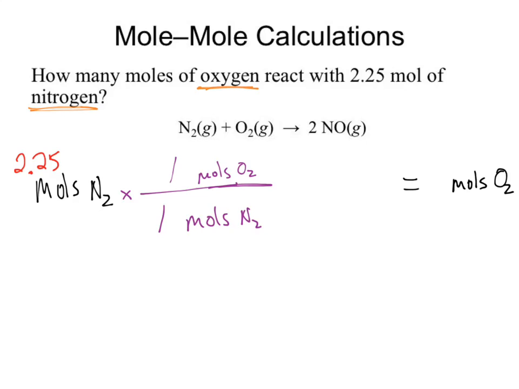Track your units. The moles of N2 cancel. We'd be left with moles of O2. Is that the answer we want? What does that mean? Punch it into the calculator, you've got your answer. In theory, this is one that you could do in your head, and our answer would be 2.25 moles of O2.